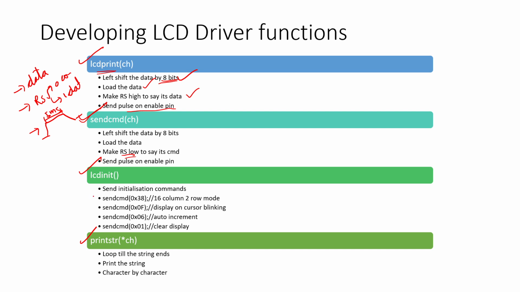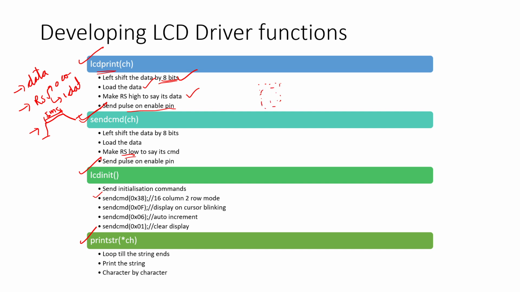So the commands are, the first one is 0x38. This command tells the LCD that we are using the LCD in 16 cross 2 mode with a 5 cross 7 matrix. A 5 cross 7 matrix means you will have 5 dots in each row, and 7 rows. So this is the dot matrix that we will be using.